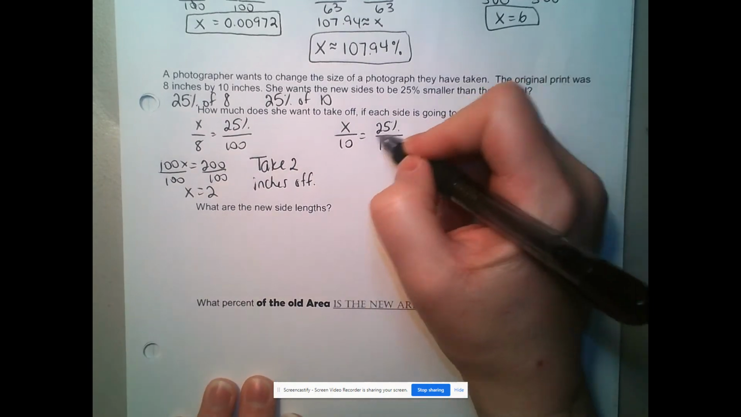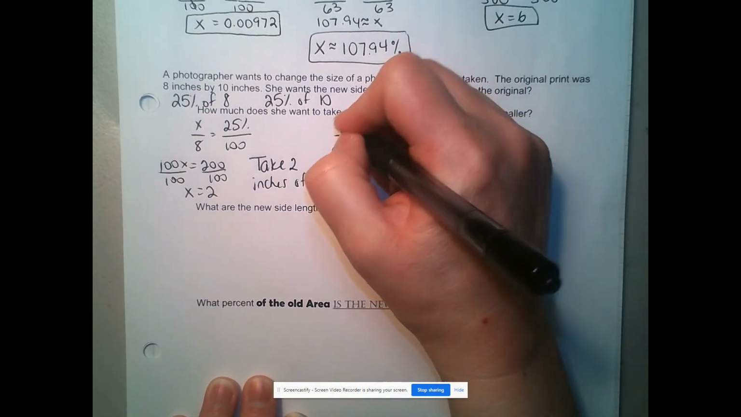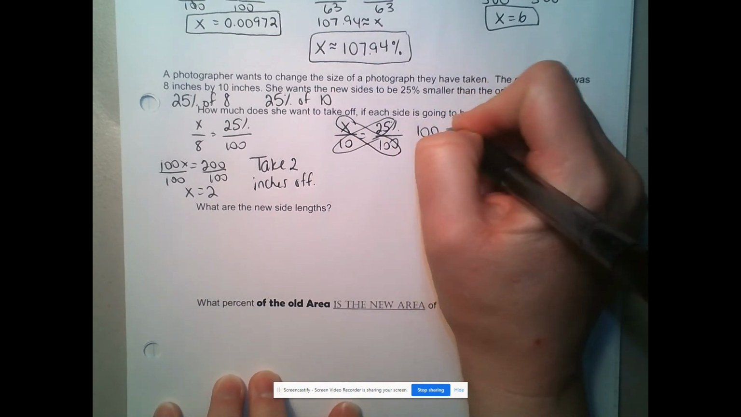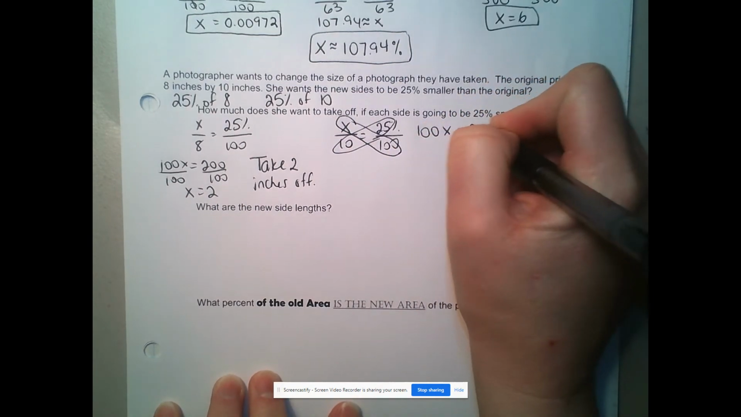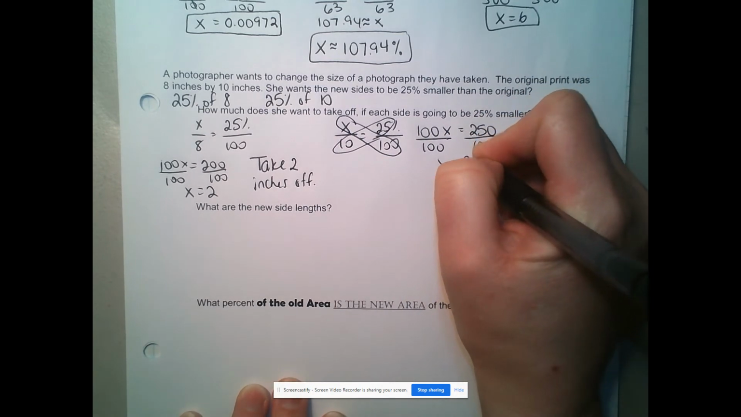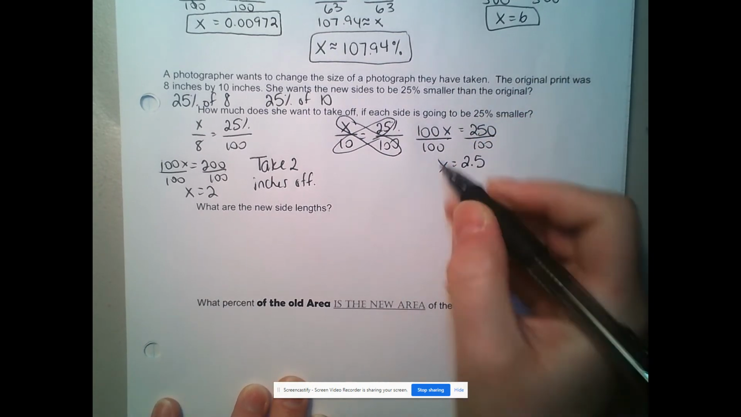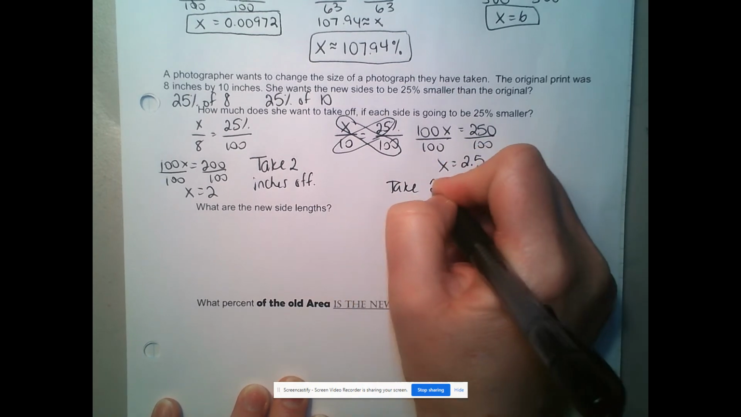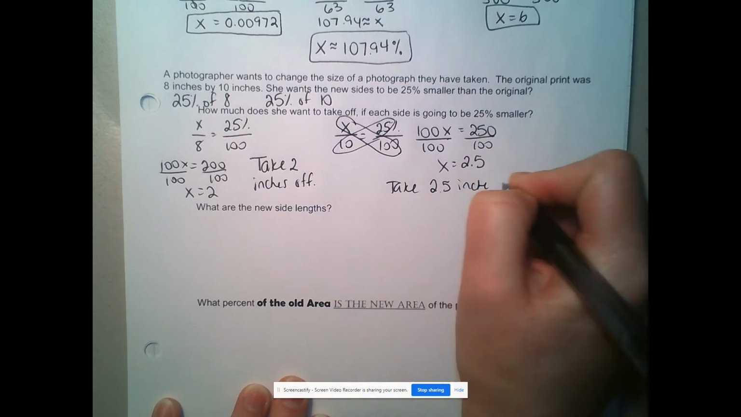Second one, 25 times 10 is easy because we're multiplying by 10. We just tack on some zeros there. So 100x equals 250. Divide both sides by 100. X equals 2.5. So on this side, take 2.5 inches off.